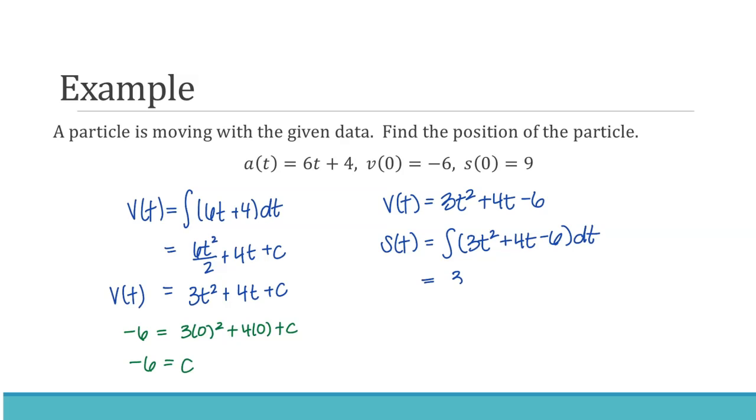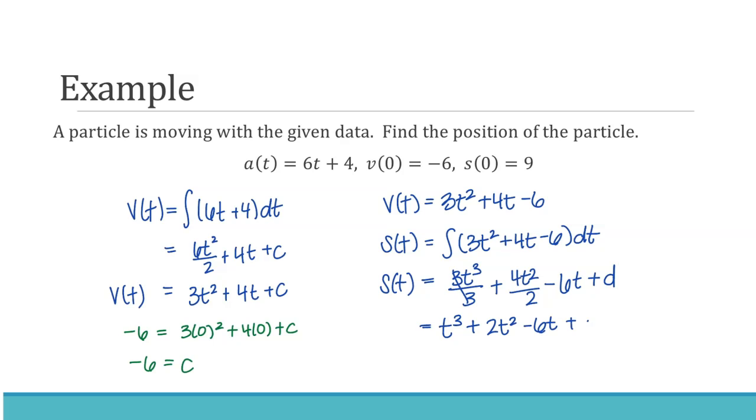So here we'll have 3t cubed over 3, add a power, divide by the new power, plus 4t squared over 2 minus 6t plus, I'm going to use a different variable. Even though I've already solved for c over here, I don't want to use the same variable in the same problem, so I'm going to say d over here. So here is my position function, but it is not a specific one yet because we want to solve for d. Let's clean it up a little bit first. The 3's cancel. We have t cubed plus 2t squared minus 6t plus d.